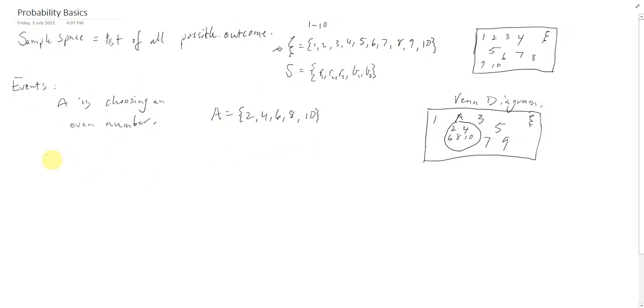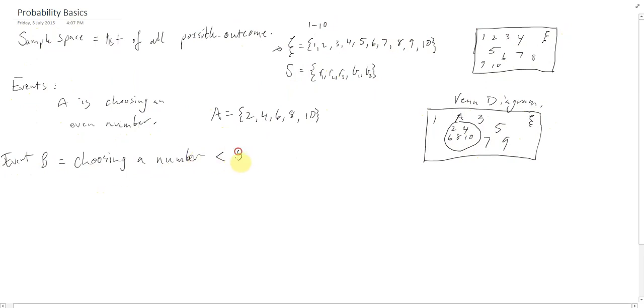Because I could in fact put in another event too. I could put in event B. So let's see, event B could be choosing a number smaller than 5. Okay, so in other words, my event B, a number smaller than 5, that's 1, 2, 3, and 4. So if I write that into my Venn diagram now, changing it slightly.